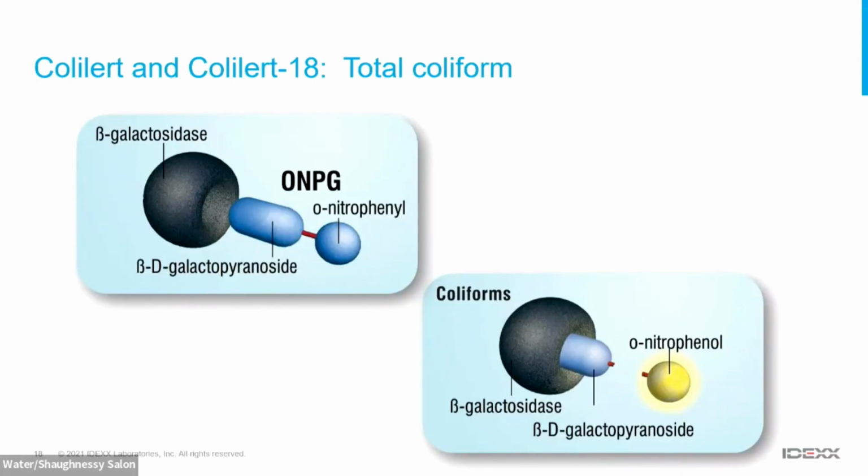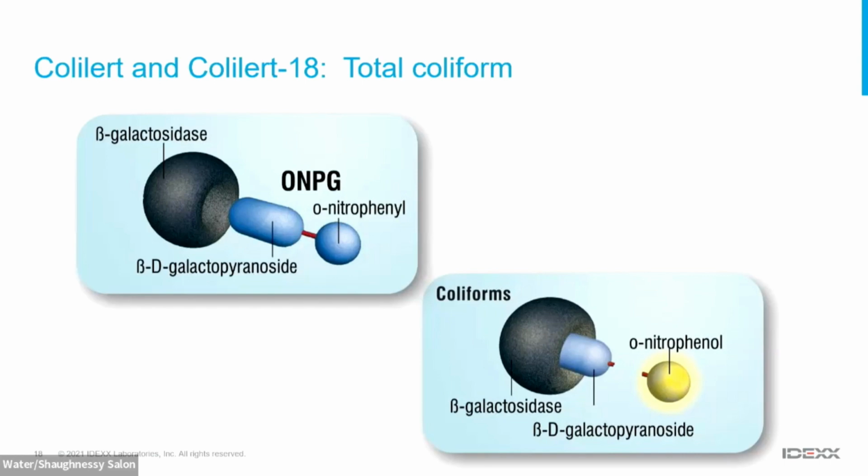Now what we're doing is we're looking for a specific enzyme that coliforms have, and that enzyme is beta-galactosidase. So if we have a coliform in our sample and we've added Colilert or Colilert-18 to it, the coliform is going to take in the ONPG, bring it into the cell, and then if this enzyme is present, that enzyme is going to bind to the ONPG.